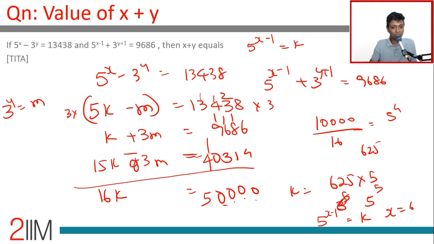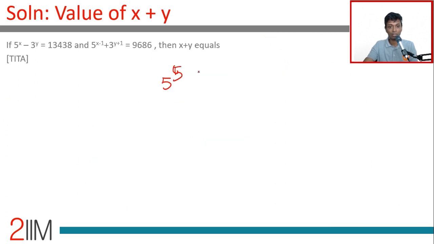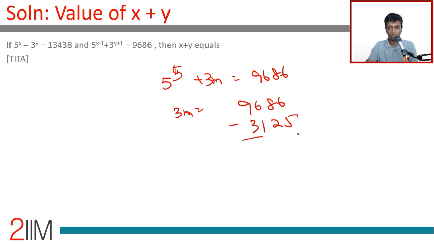Brilliant, we have found x. Now we still need to find y. So let's take this equation. k + 3m is 9686. x is 6. 5^(x−1) is k. So 5^5, 5^5 plus 3m is 9686. 3m equals 9686 minus 3125.